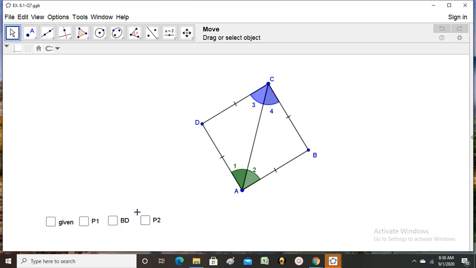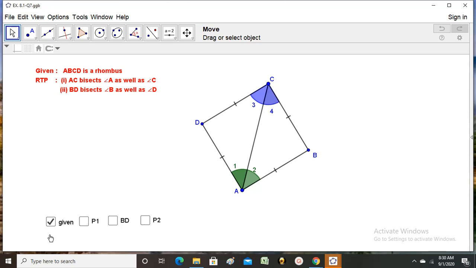Now look at this. 8.1 question number 7. What is given? Just quickly look into the question here. ABCD is a rhombus. They have given it is a rhombus first, and we have to prove that diagonal AC bisects angle A as well as angle C, and diagonal BD bisects angle B as well as angle D. So this is the thing we have to prove.